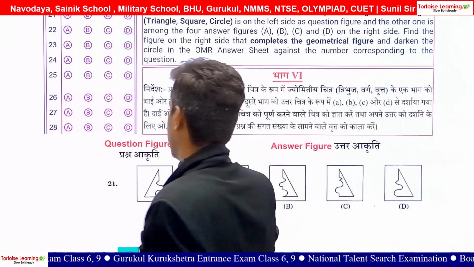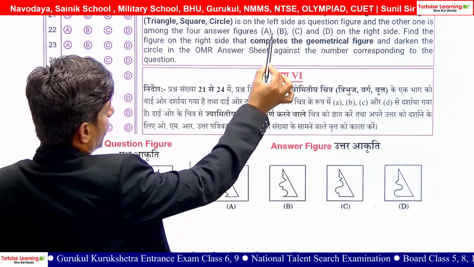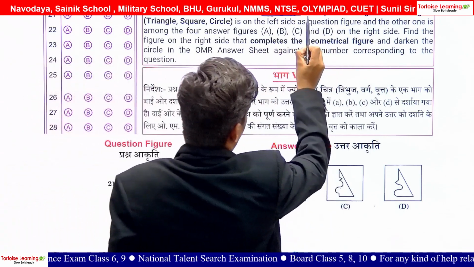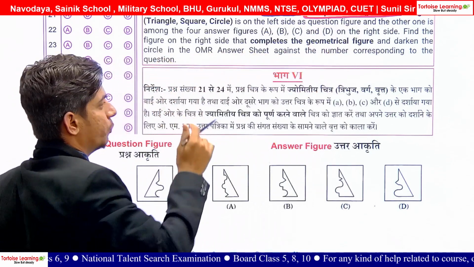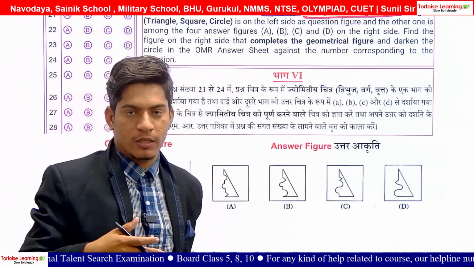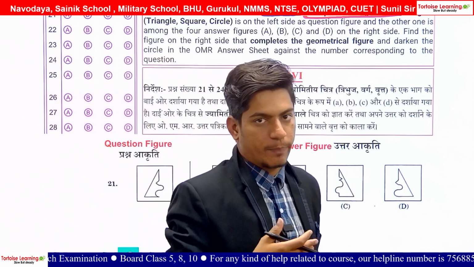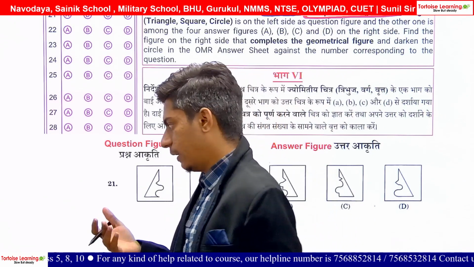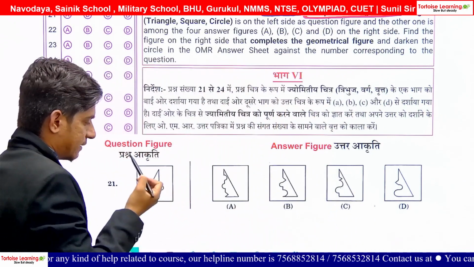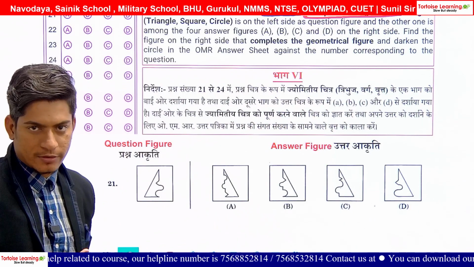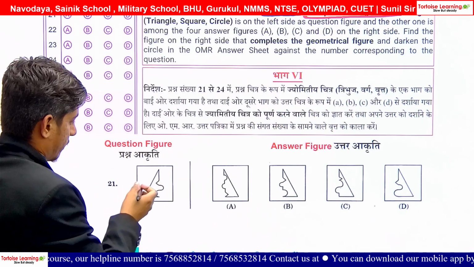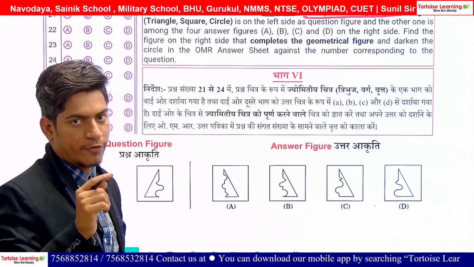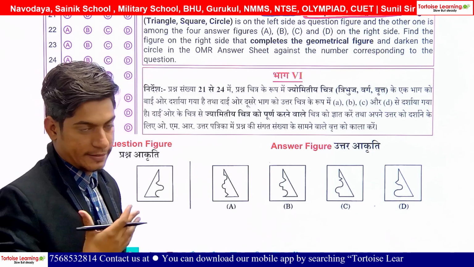Now the next section, from 21 to 24, has one part of a geometrical figure. Geometrical figures we know very well: triangle, square, circle, pentagon, hexagon. Many various shapes are there. Any shape can be given in this type of question. You have to complete that shape, and you will be left with half uncompleted and half completed. You have to join both shapes, and you will get a new shape.